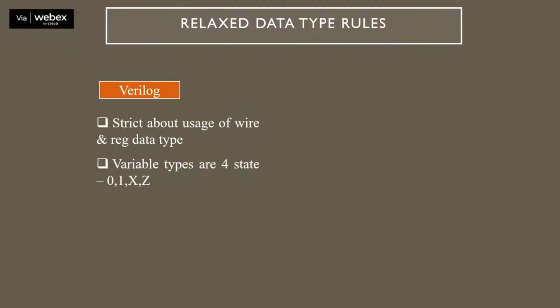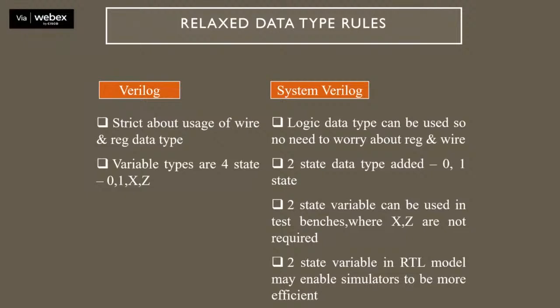Now coming to data types, Verilog, as I told you, mainly uses the wire and reg data types, that is a variable data type, and all these data types have 4 states. But System Verilog gives us the feature in which the logic data type is used, so we need not worry about having reg and wire. Also here you have two types of data types, 4 state as well as 2 state. So 2 state has been introduced over here.